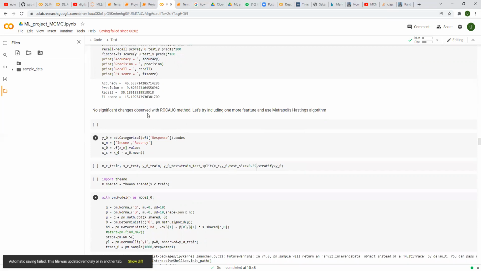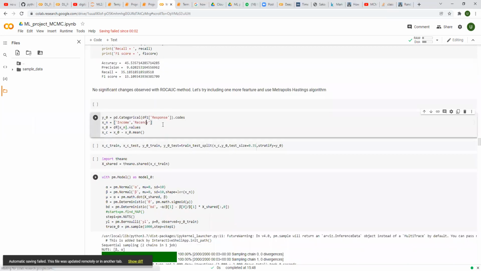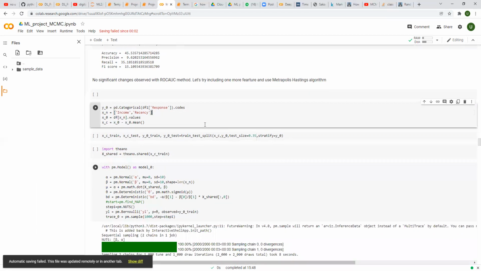And now we have included another feature. The reason why we did a random forest is because we can see the influential features, and income and recency were on the top of the list. So we are going to use another feature, recency. And recency is, by the way, the number of days since the customer bought or accepted the last offer. So this has a huge impact on the response.